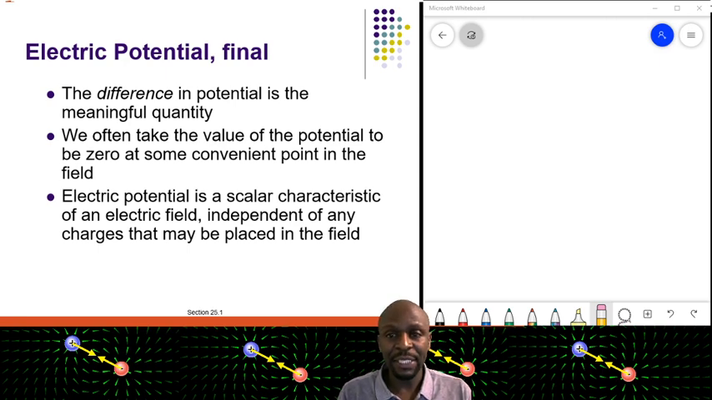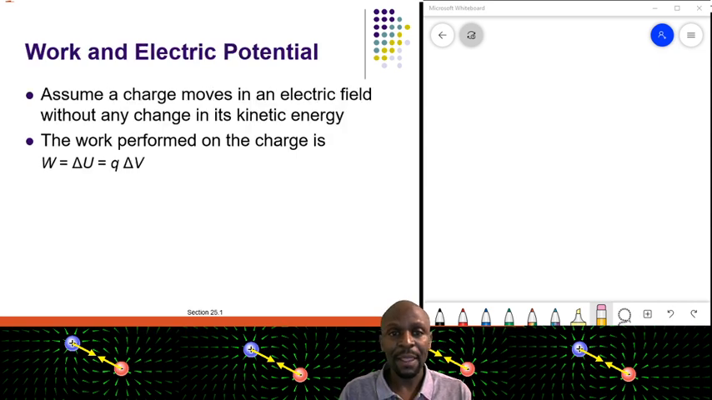Now the difference in potential is the meaningful quantity. We often take the value of the potential to be zero at some point which is convenient in a field. Electric potential is a scalar characteristic of an electric field, independent of any charge that may be placed in that field. Now if you assume a charge moves in an electric field without any change in its kinetic energy, the work performed on the charge is just given by this equation here.